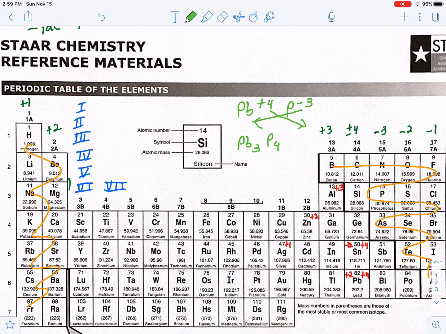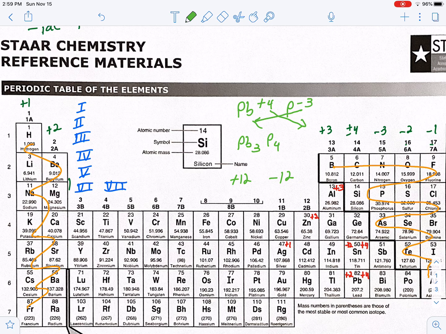Again, if you want to check yourself on charge, you can. 3 times +4 gives me +12 for lead. 4 times -3 gives me -12 for phosphorus. So this is perfectly balanced out. If you want to check yourself that way, you can. So we're done balancing, and that's our formula.